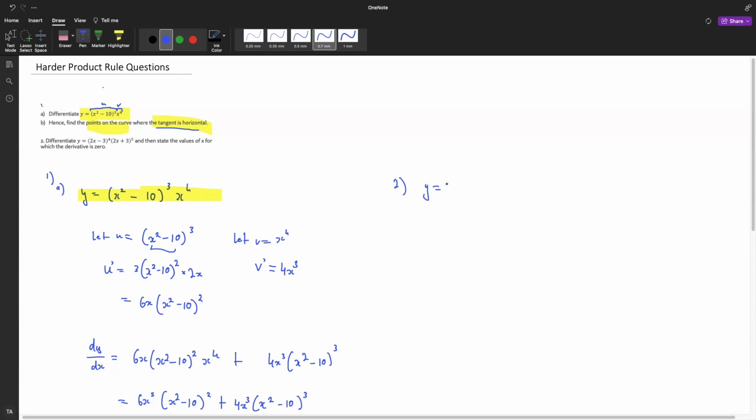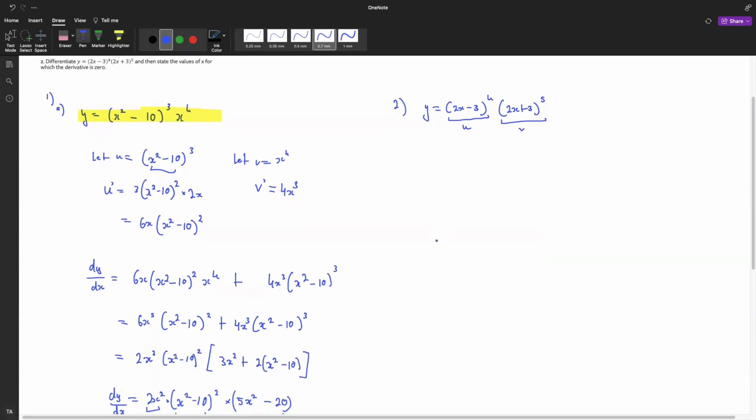So y is equal to (2x minus 3) to the power of 4 multiplied by (2x plus 3) to the power of 5. Okay, so again, this is going to be our u, and this is going to be our v. So we're going to go ahead and differentiate each of these, and then put them together to calculate the product rule, right? So our u is equal to (2x minus 3) to the power of 4.